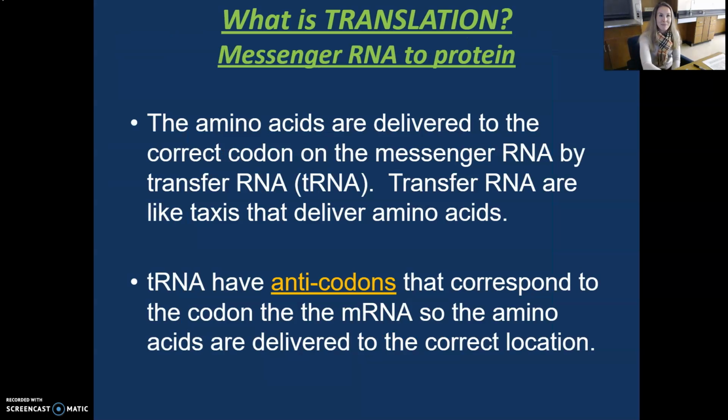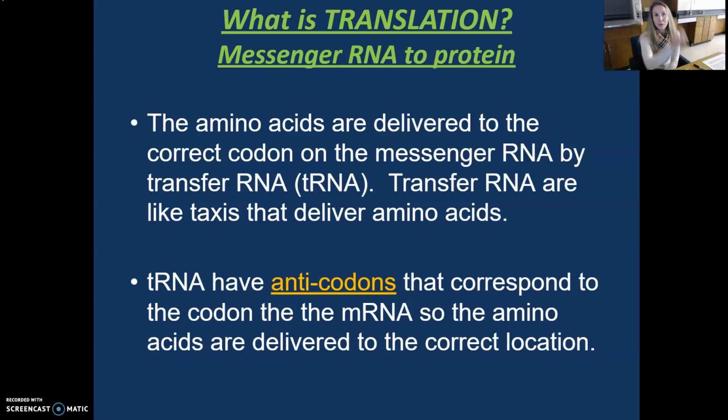The next step is translation. So when we're translating the message from messenger RNA to a protein or an amino acid, the amino acids are delivered to the correct codon on the messenger RNA by transfer RNA, or tRNA. Transfer RNA are like taxis that deliver amino acids. So tRNA have anticodons that correspond to the codon on the mRNA. So the amino acids are delivered to the correct location.